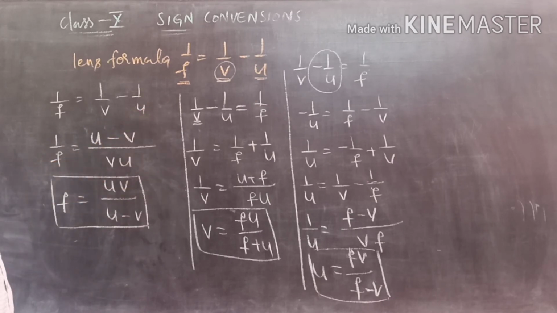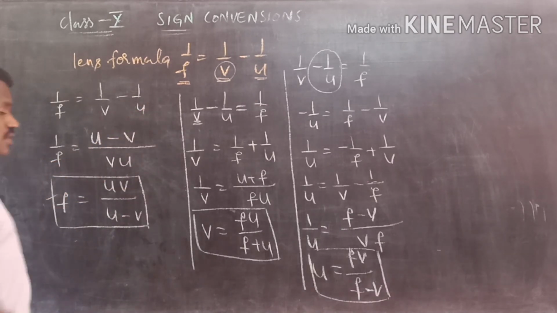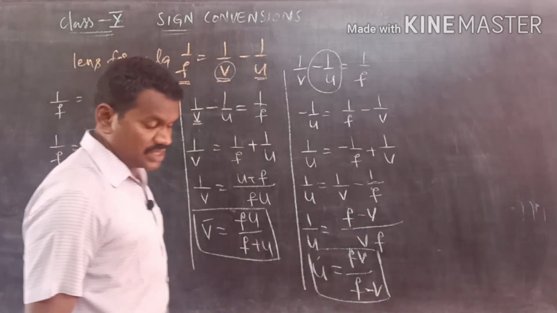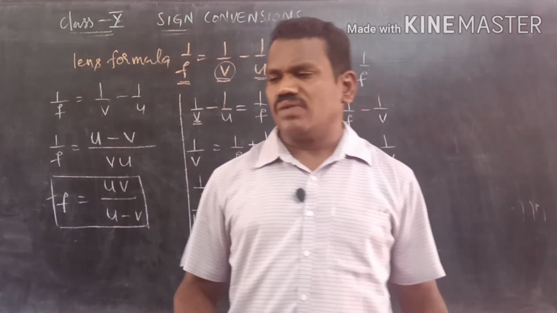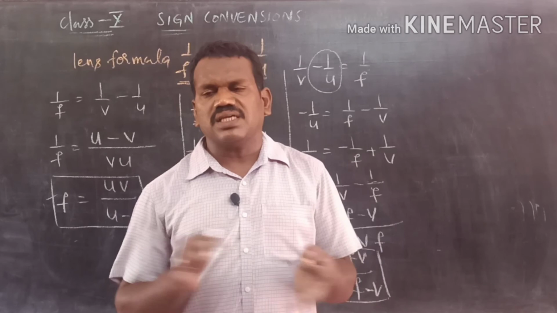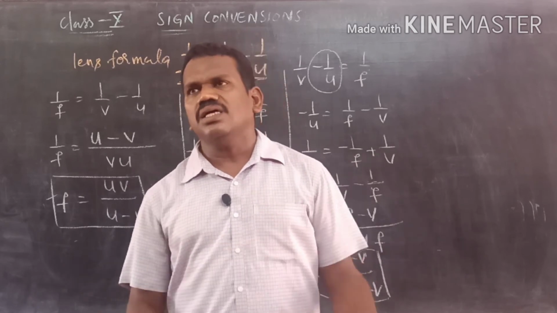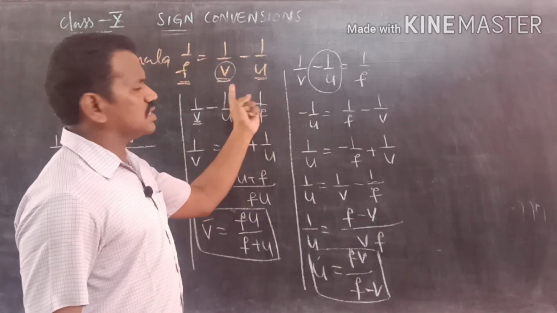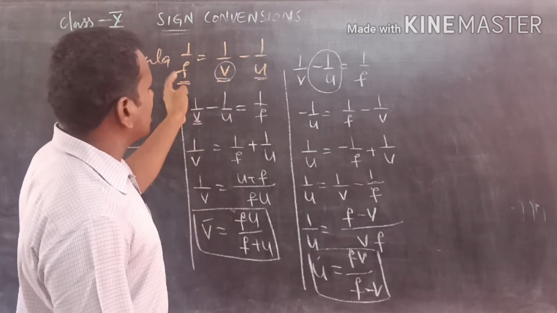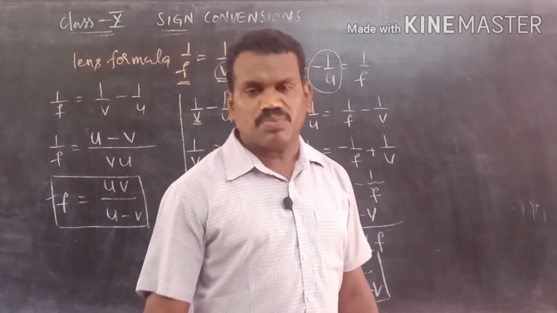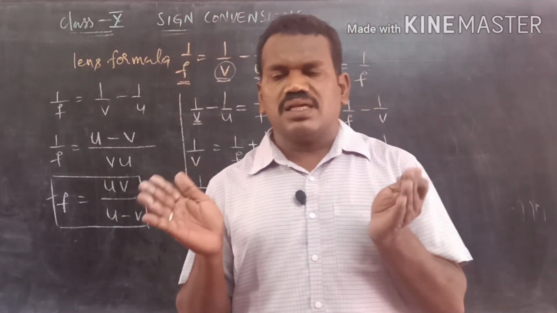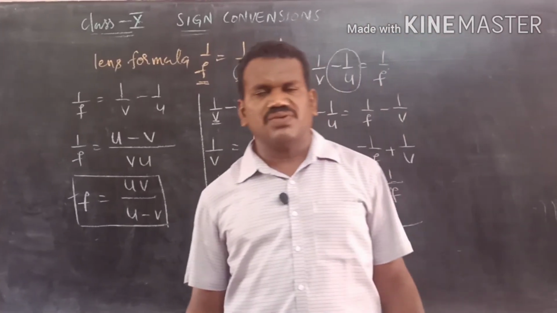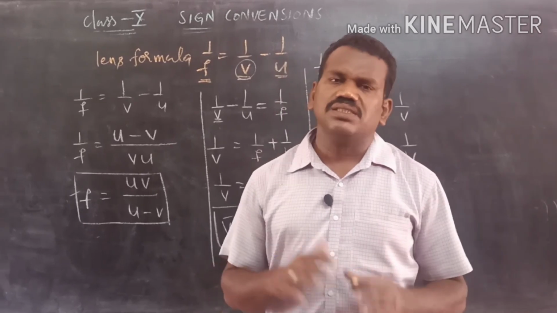So from the lens formula only we can derive the formula for f, the formula for object distance, and the formula for image distance. Why did we derive like this? Because as the distance between the lens and object changes, automatically the image distance also changes. So object distance and image distance are interrelated and depend on the focal length. Focal length depends on the nature of the material. So there is a great relationship between the object distance, image distance and focal length.